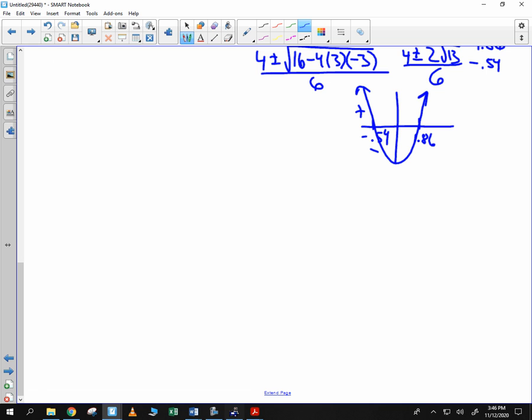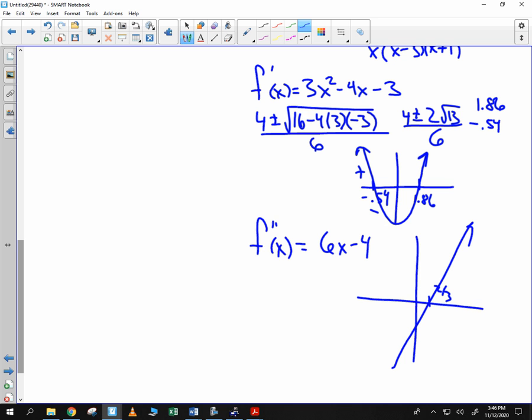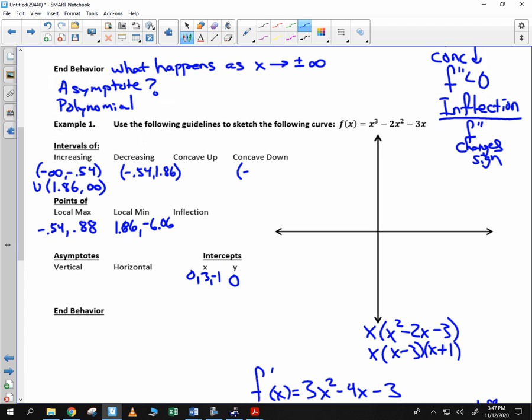Let us consider our second derivative. Our second derivative, f double prime of x, is equal to 6x minus 4. That's going to cross the x-axis at 2/3. The graph is going to look like that. So it is negative from negative infinity to 2/3. However, it's below the x-axis. That's where the second derivative is negative, and it will be concave down. Concave up from 2/3 to infinity. It is at 2/3 that you have an inflection point.